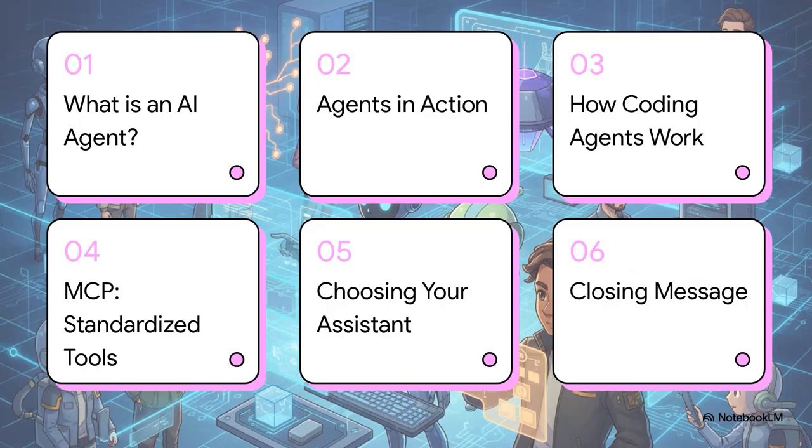So here's what we've got on tap. First, we'll define what an AI agent even is and how it's different from a chatbot. Then, we'll see a really practical example of one in action. After that, we'll get into the nitty-gritty of how coding agents work and a super important protocol called MCP. And to wrap it all up, we'll take a tour of the coding assistants out there so you can make sense of all your options.